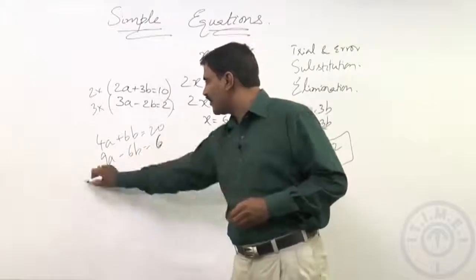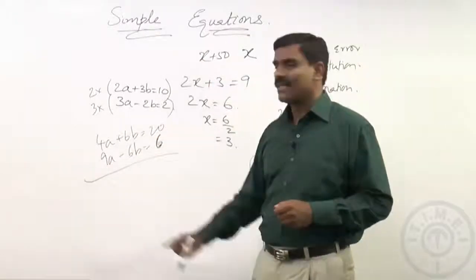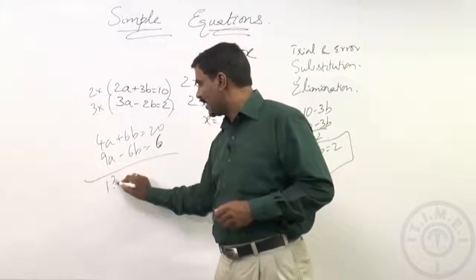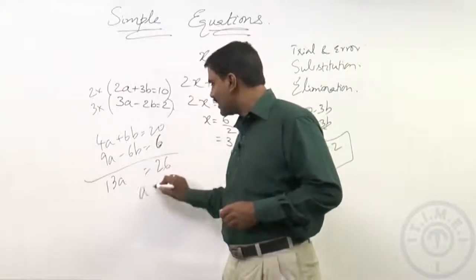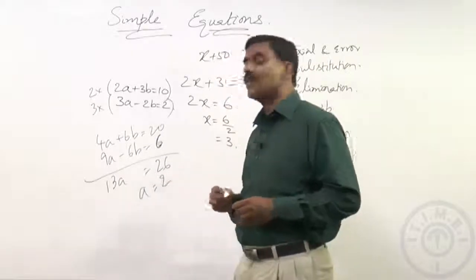Adding these two equations, 6b cancels. 4a plus 9a will be 13a. So 13a is equal to 20 plus 6, 26. And we can say a is equal to 26 by 13, which is 2.